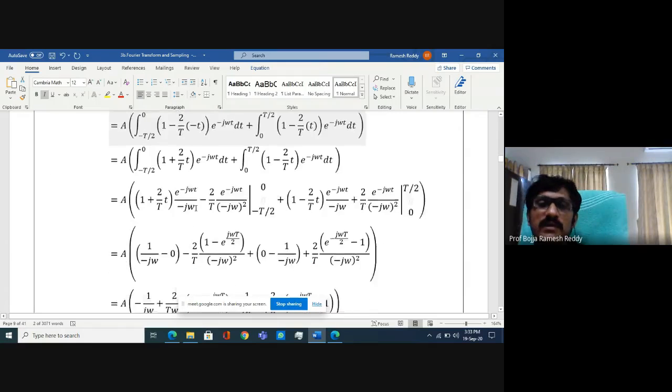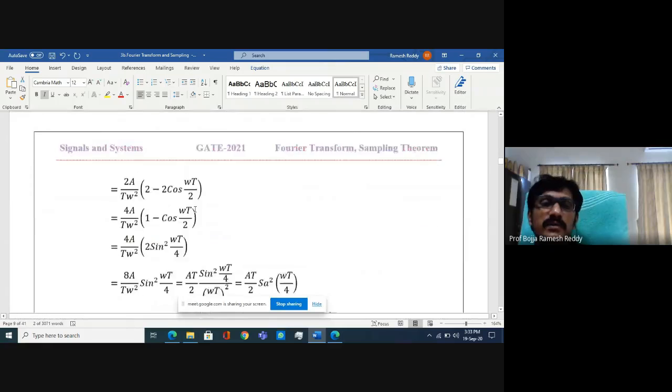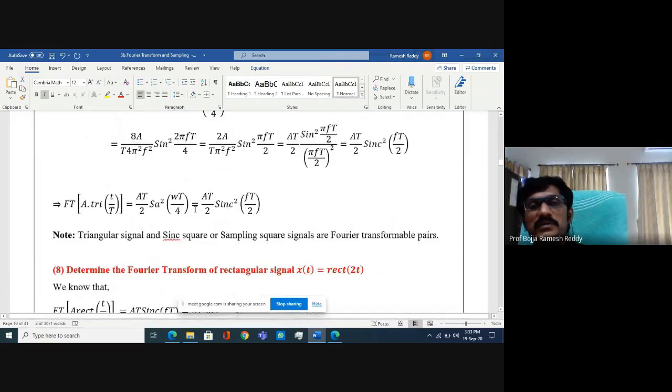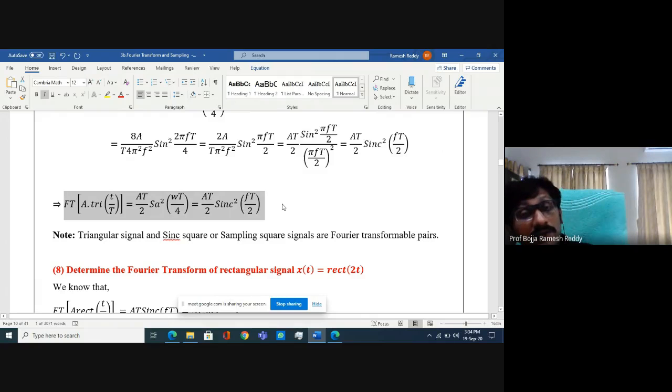Use the basic definition and substitute. In a normal examination, we can do all these things. In a competitive examination, there is no need to do all this. It is a very difficult task. We have to know the formula, like the previous one: rectangular signal and sinc signals are Fourier transform pairs. Similarly, triangular signal and sinc square, or sampling square.